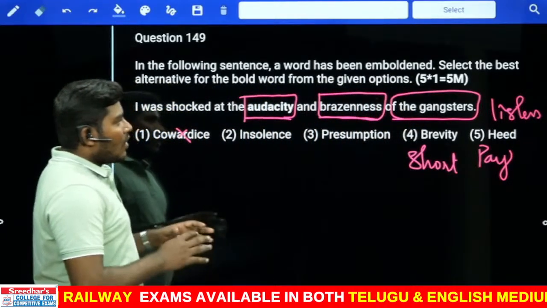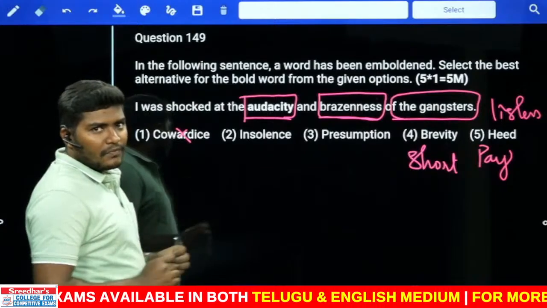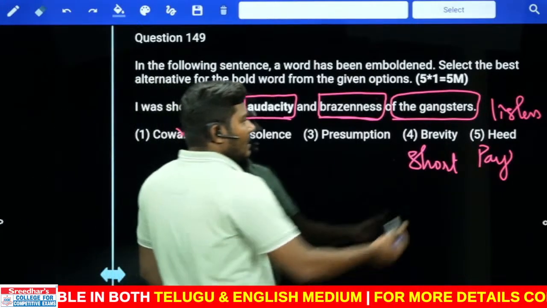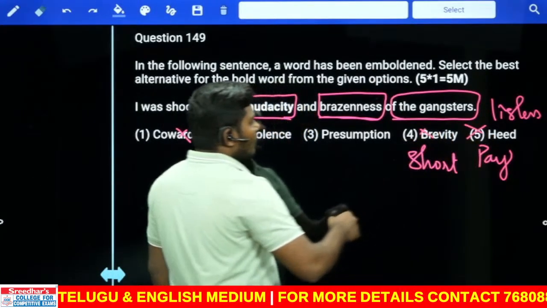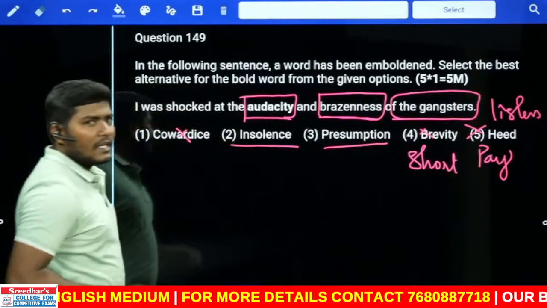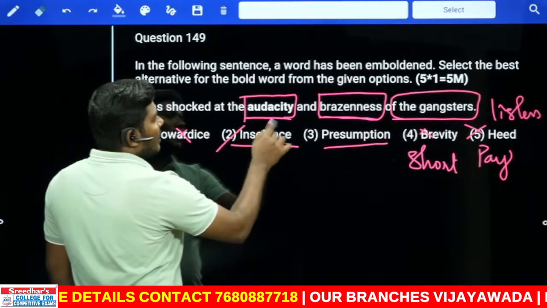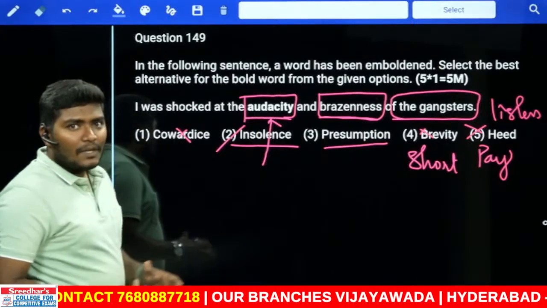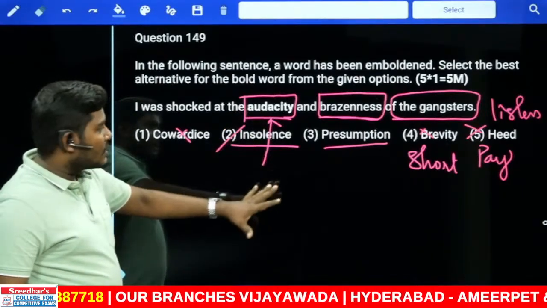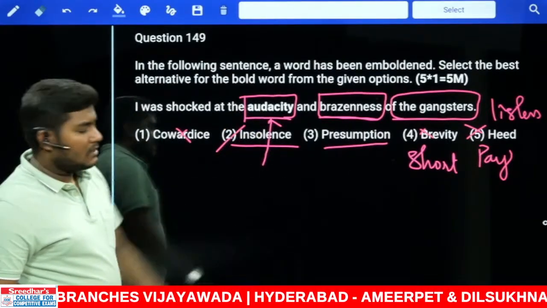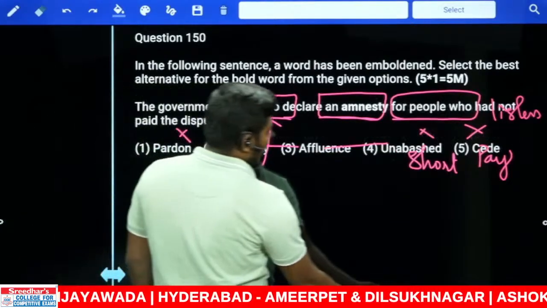Okay. Now audacity is a word which goes with which of the words? It cannot be heed. It cannot be brevity. What is another word? Presumption or insolence. Can you pick your answer? The answer should go with insolence. Insolence and audacity are the same. Being extremely aggressive is nothing but being audacious and also being insolent. Next, 150.